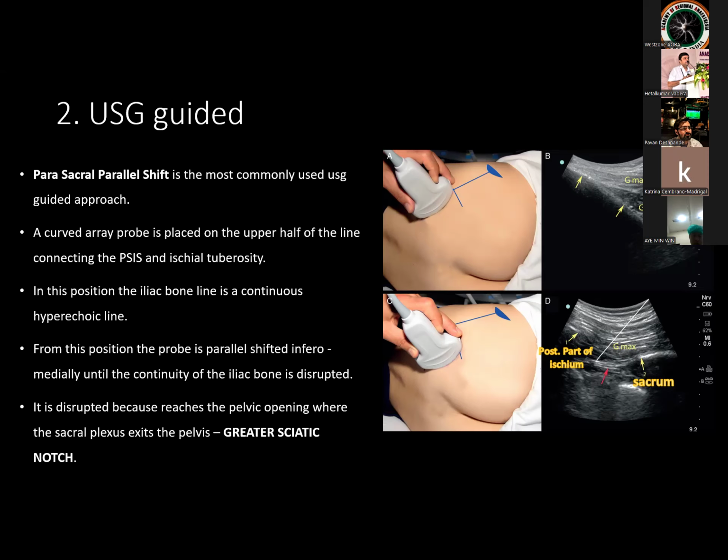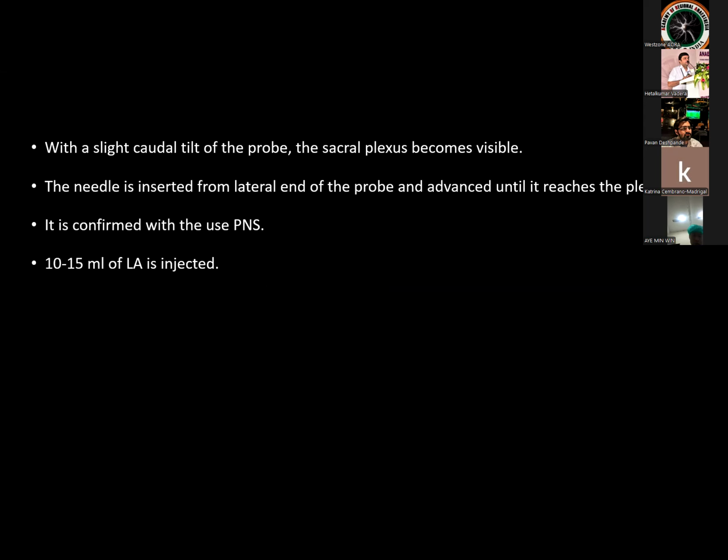Then we can see a disruption of the continuous hyperechoic line of the ilium. It means that we are reaching the exit of the pelvis, that is the greater sciatic notch, where we can see the sacral plexus. With a slight forward tilt of the probe, the sacral plexus becomes visible.